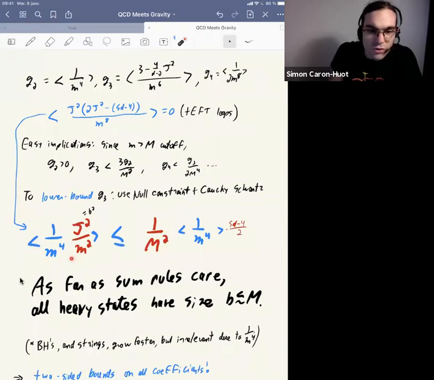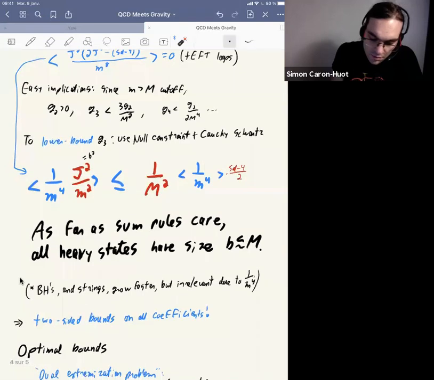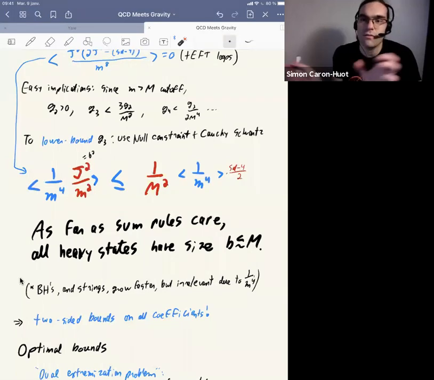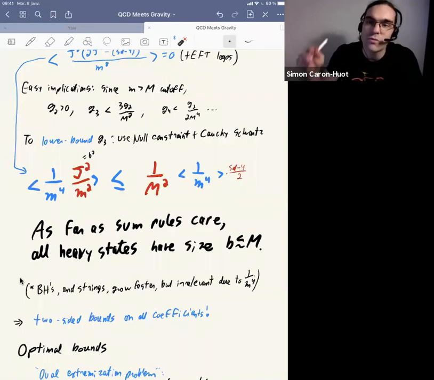So the average of J square over M square times the 1 over M4 factor, so it's like the impact parameter square, cannot exceed 1 over M square. So this is a consequence of crossing symmetry in the infrared. You can bound averages of J square or impact parameter square. And this formula has a beautiful interpretation. Basically, as far as all these sum rules care, you could declare that all the AV states have size B less than M, where the size is defined by the ratio of spin over mass, the usual impact parameter.